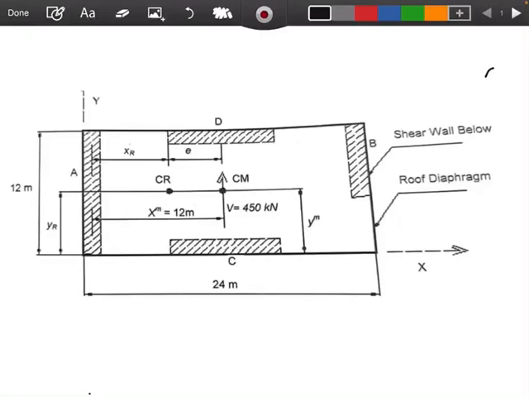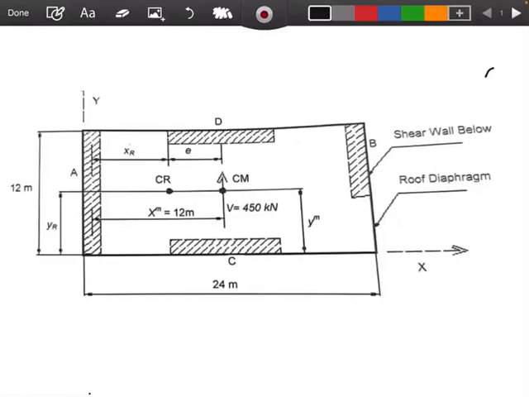So as shown in the figure, in all directions there is a shear wall, right? All sides of the building. The mass of the roof can be considered to be uniformly distributed. And in this example, the weight of the wall is neglected. In actual practice, however, particularly with concrete shear walls, the weight of the wall should be included in the determination of the center of mass.